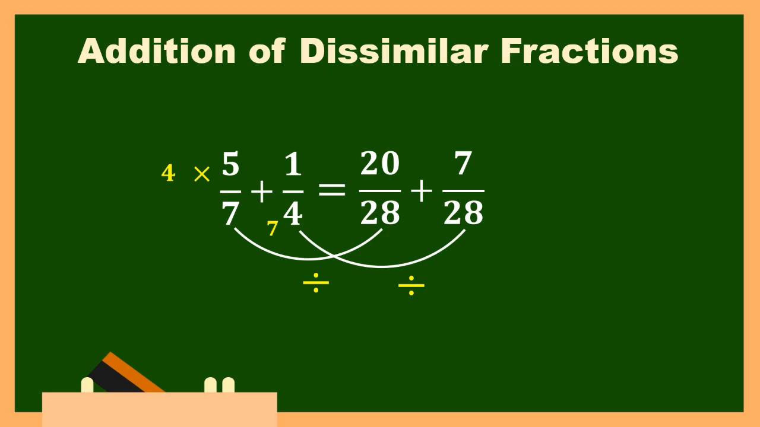So, just add the numerator and copy the denominator since similar fraction na sila. 20 plus 7 is equal to 27. And copy the denominator na 28. The final answer is 27 over 28. So, hindi na po siya reducible into lowest term.